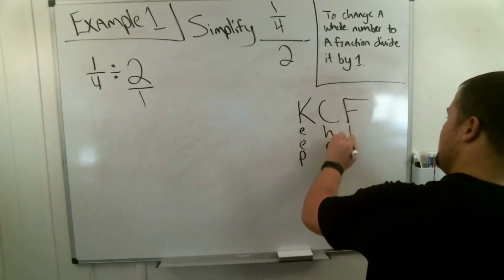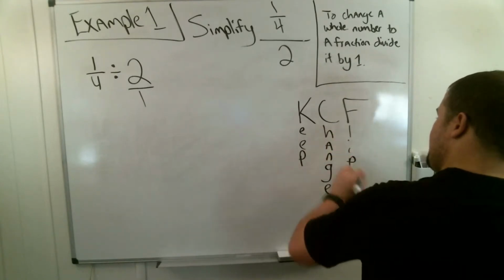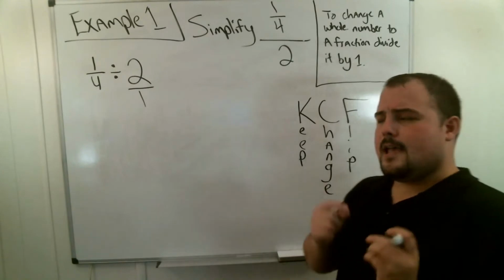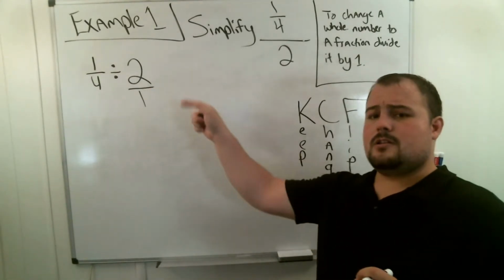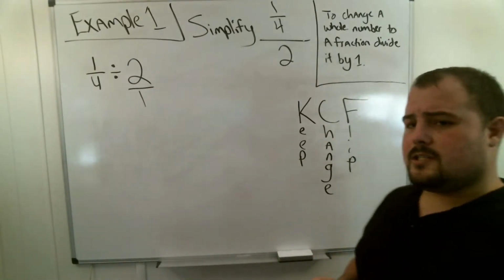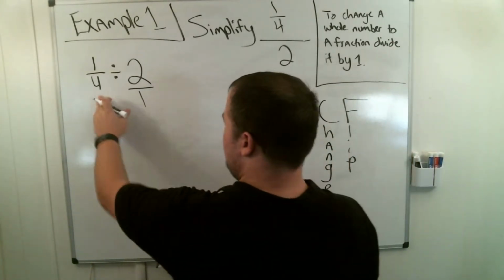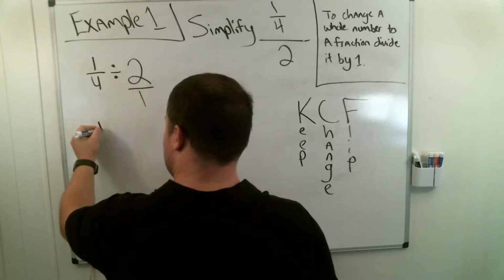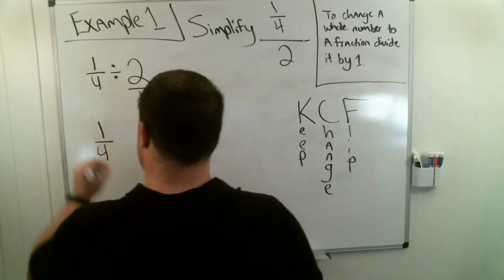And the F stands for flip. This is something that we can do, this rule right here, KCF, anytime we have a fraction divided by a fraction. What it stands for is this. If I have 1/4 divided by 2 over 1, I keep the first fraction the same. 1/4 stays 1/4.